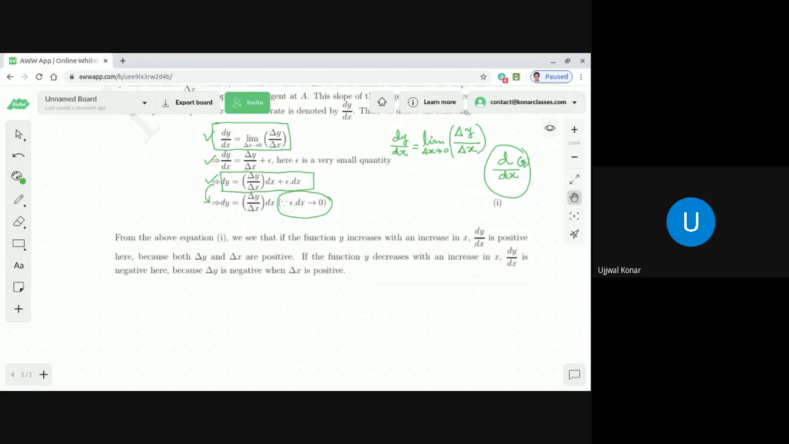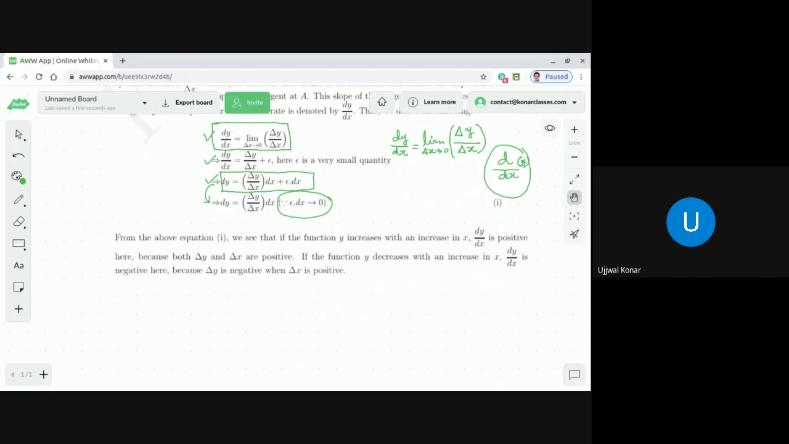If you look at the above equation 1, we see that if the function y increases with an increase in x, that means both delta y and delta x are positive. Correct or not? Then we say dy dx is positive. And when the function y decreases with an increase in x, dy dx is negative. Delta y is negative where delta x is positive.